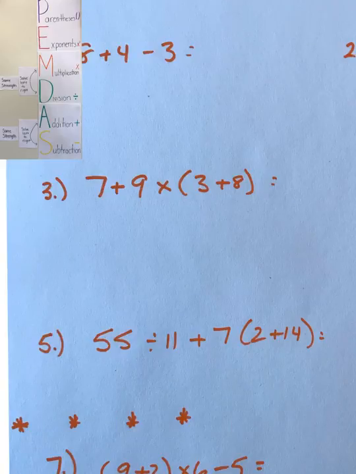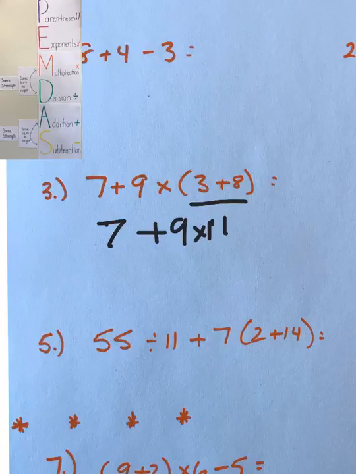For question number 3, we have to go through. There are parentheses. So we do have to do the parentheses first. So that's just 3 plus 8. In the parentheses, you just have to go through the PEMDAS too, but there's not exponents in there. There's not multiplication and division. So we just do addition and subtraction. So it's just addition from left to right. And I'm going to rewrite because that's 11. 7 plus 9 times 11.